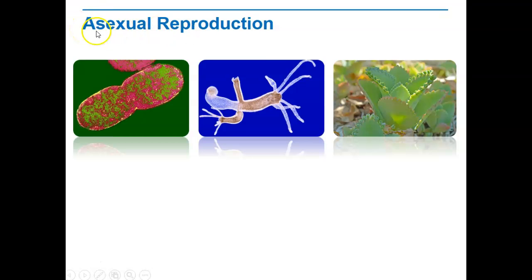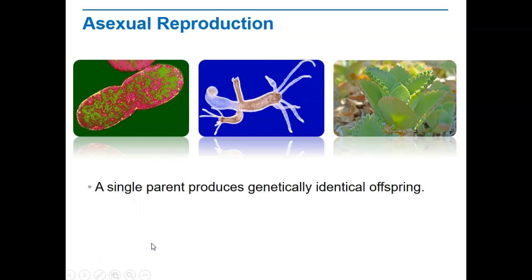So this is reproduction without sex. So, no sex reproduction. And there's a couple pictures here to show you this. All three of these pictures, it's a single parent, so like one organism, and it's going to produce a genetically identical offspring. So another word for this would be a clone.